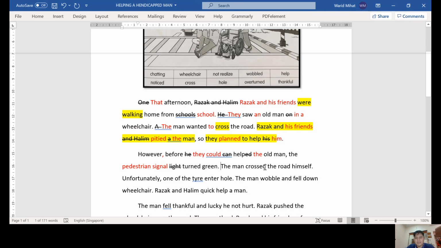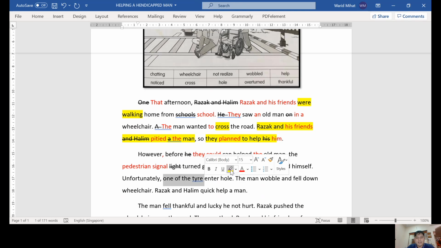Cross ada ed, tak ada masalah. The road, okay, tak ada masalah. Himself. Is there a problem with the word himself? Tak ada masalah. Meaning, dia tak minta tolong pun. Lelaki ni, despite being handicapped, he is very independent and he tried to cross the road himself. Okay. No problem with this sentence. Unfortunately, one of the tire. Okay, one of the tire.